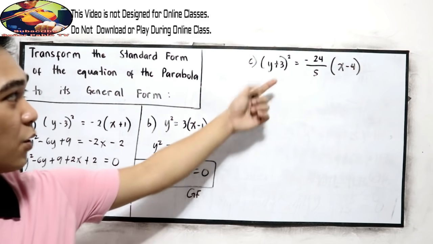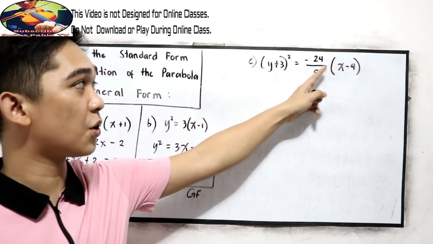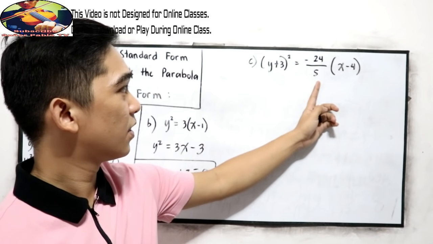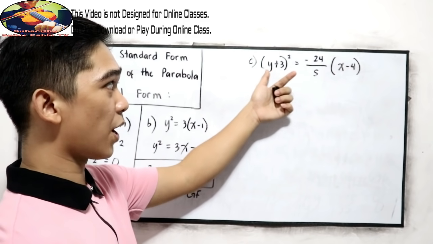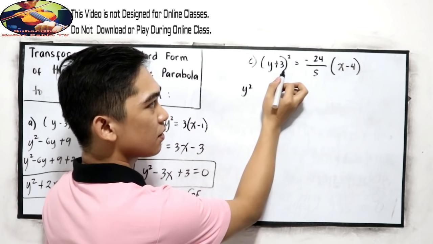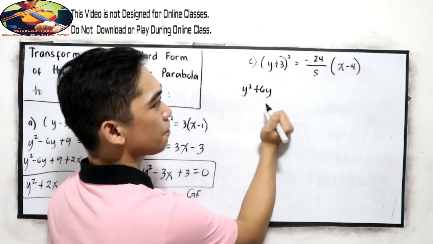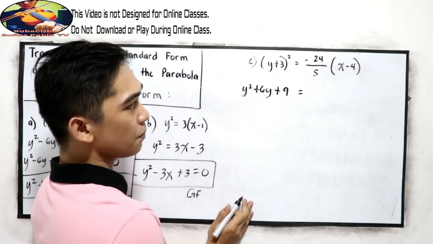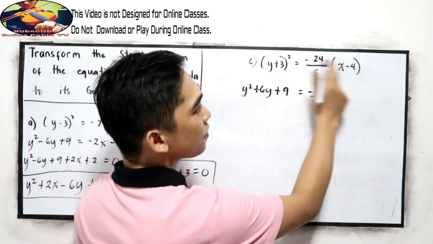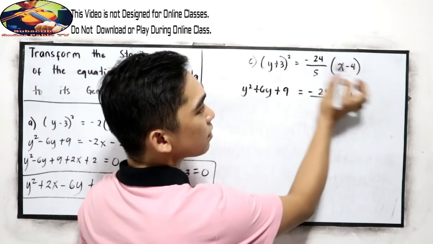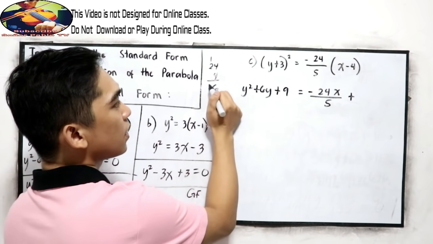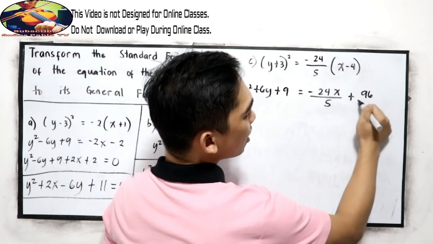And our last example, quantity y plus 3 raised to 2 is equal to negative 24 over 5, quantity x minus 4. So we have fraction 5. Okay? Let us expand first our quantity y plus 3 raised to 2. So square the first term, that is y squared. Multiply the first term and the second term, that is 3y times 2. So positive 6y. And square the second term, positive 9 is equal to, distribute, negative 24x over 5, and negative times negative, positive 24 times 4. Let us multiply. 4 times 4, 16, carry 1. 4 times 2, 8 plus 1, 9. So that is 96 over 5.